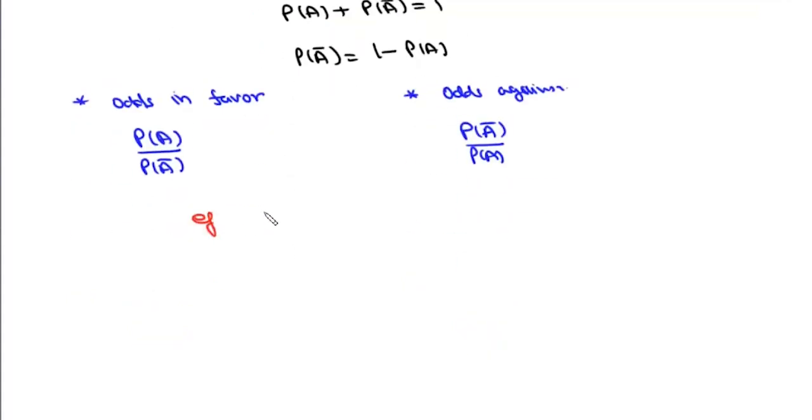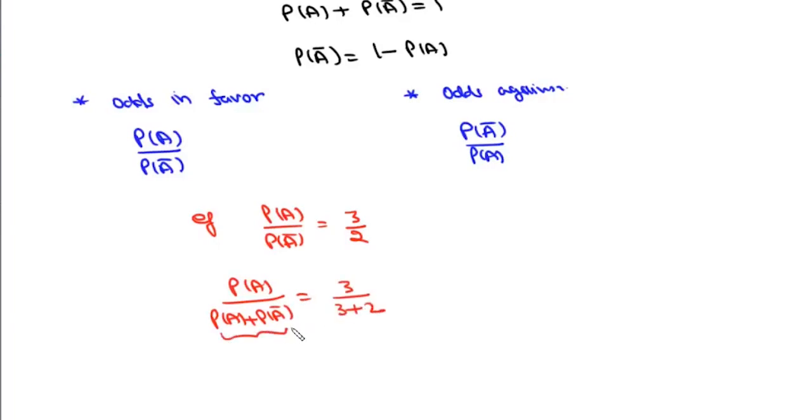Say for example, suppose it says for an event A, odds in favor is 3 by 2. Now we have to find the probability of A. Now we'll use componendo dividendo. We can write the probability of A upon the probability of A plus the probability of A complement, it is equal to 3 upon 3 plus 2. Now the probability of A plus the probability of A' is 1. So from here we can say the probability of A is 3 by 5.